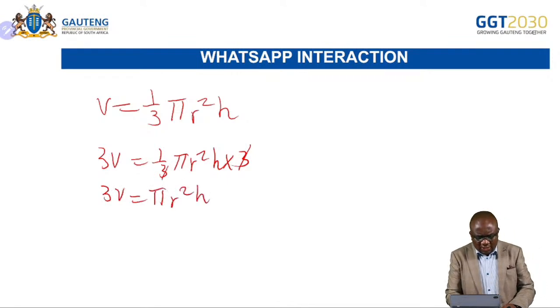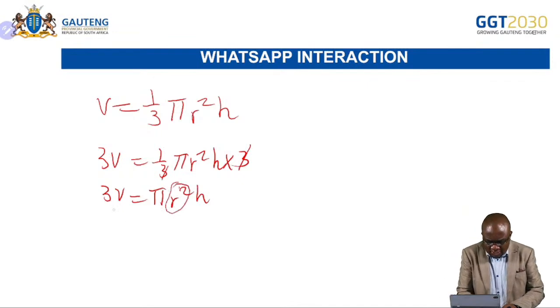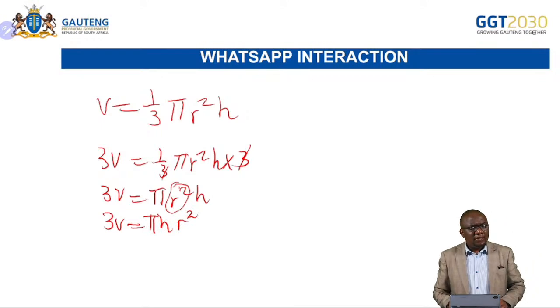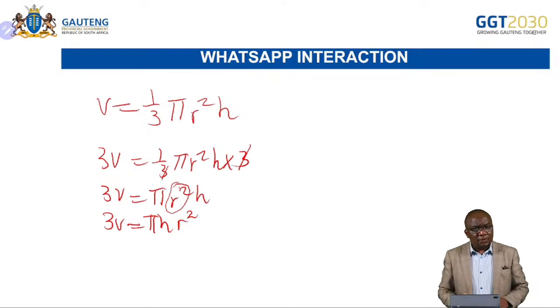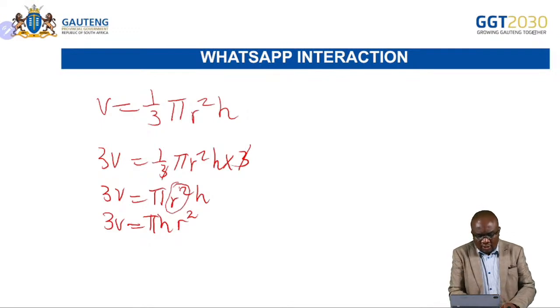Now, we want r. You see that? We want r. So now we can even write this thing as 3V is equal to pi h r squared. Do you know that multiplication is commutative? A times B is just the same as B times A. So we can rearrange these things. So it's pi h. We can write it like this.